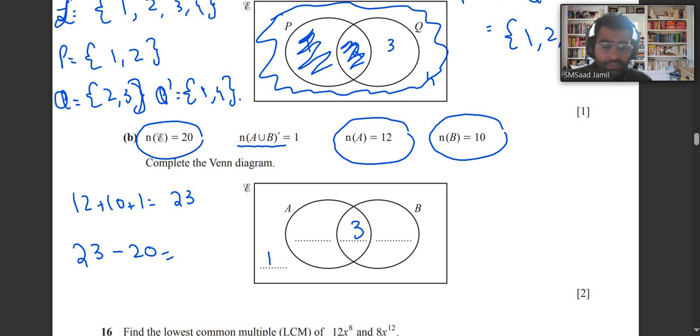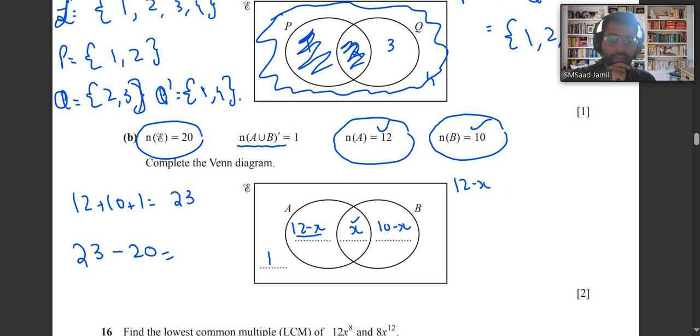Now because the intersection is 3, 12 minus 3 will give you 9, and 10 minus 3 will give you 7. If you don't understand this method, I have another method for you. Over here you will write 12 minus x, over here x, and over here 10 minus x. The reason we wrote minus is because we don't want to add extra values, so we want to subtract this extra x.